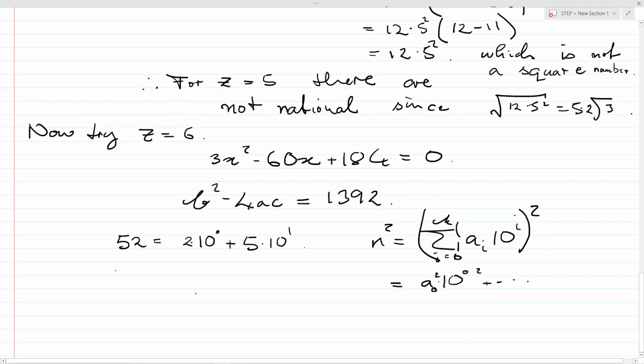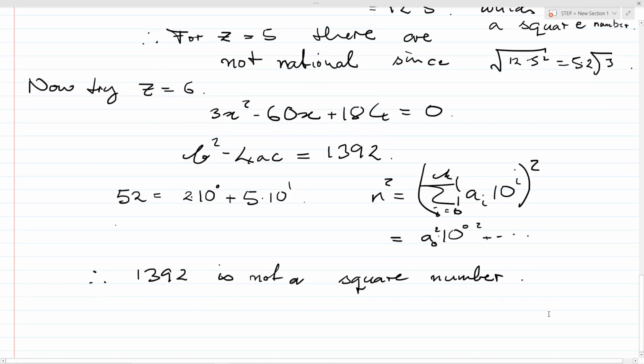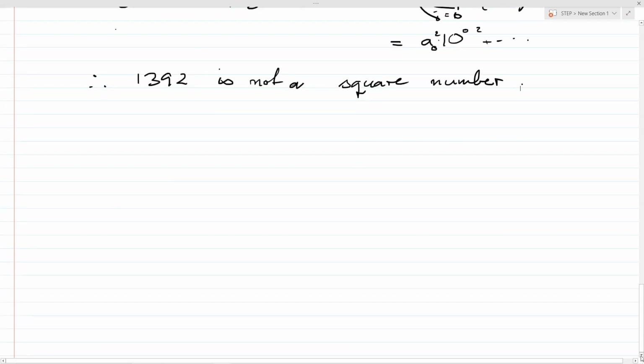So we can conclude therefore 1392 is not a square number. So, no solutions. Thus, no solutions to our equation.